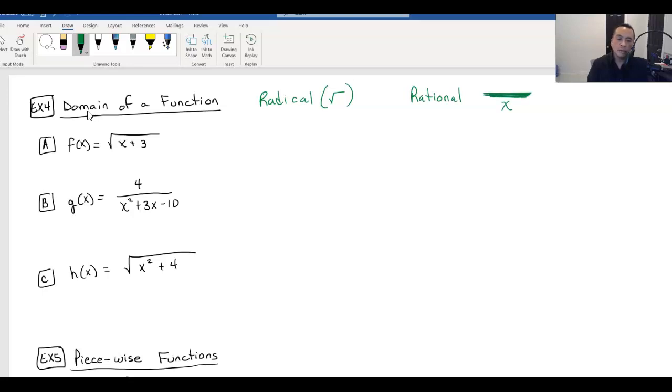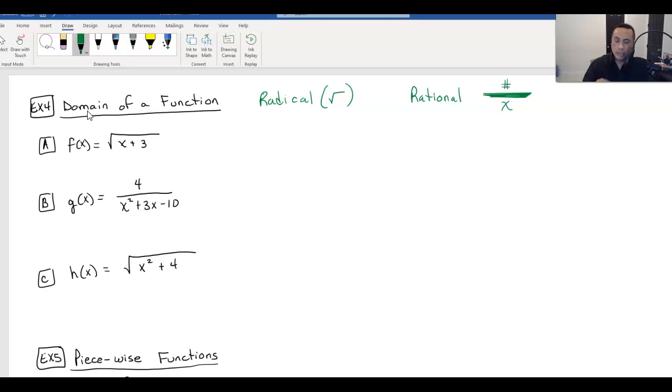You could have anything on top, some sort of number or numeric expression on top, but in the bottom of that fraction is a variable. If you have a variable or variable expression, that's going to be a rational function. Now, I'm only going to talk about those because those are the only ones so far.